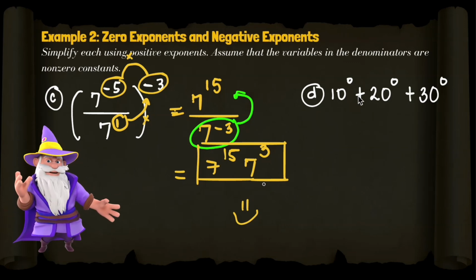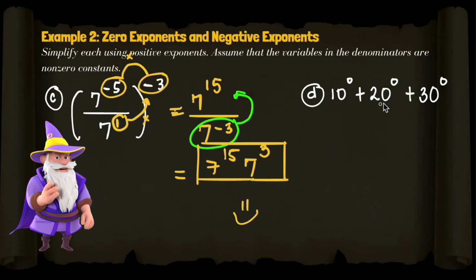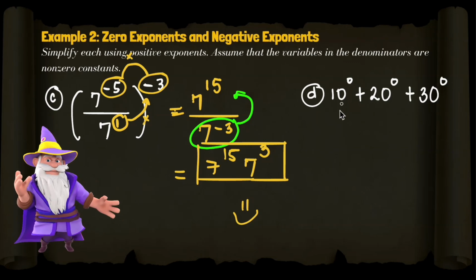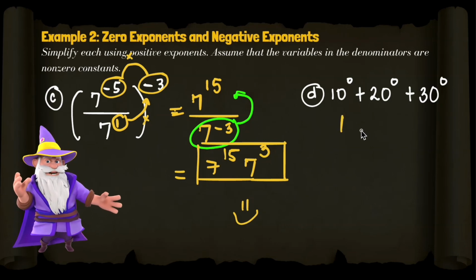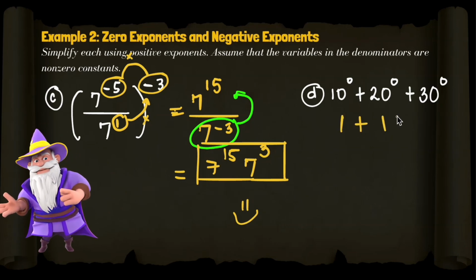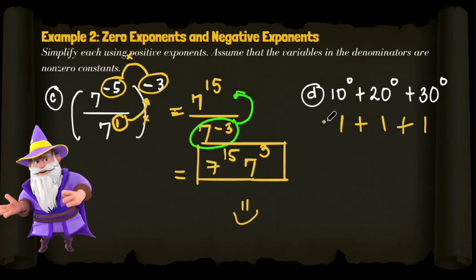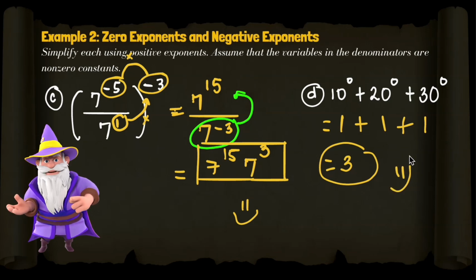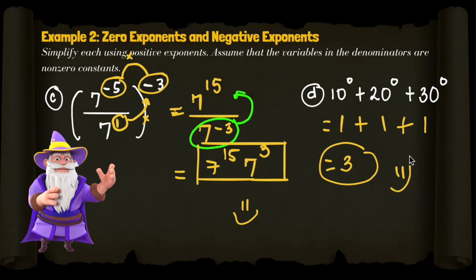Okay? Now, in the last part, for the example number 2, we have 10 raised to 0 plus 20 raised to 0 plus 30 raised to 0. What will happen here is any number being raised by 0 is always equal to 1. 10 raised to 0 is 1, right? Plus 20 raised to 0 is 1 as well. Plus 30 raised to 0 is 1. So when we add them, that is going to be 3. And that's how easy it is. So that is the first 4 examples for the example number 2.